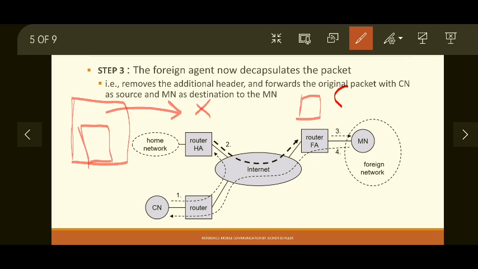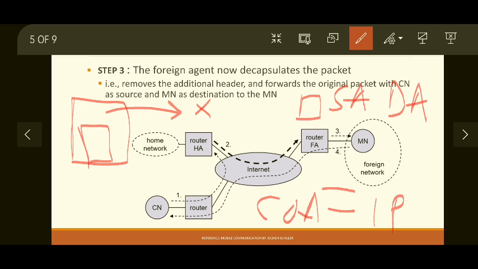Now it again checks the source address and destination address. The destination address is the IP address of the MN, which is occupied by the care of address. It realizes that because the foreign agent has a COA to IP address mapping, whatever care of address was mentioned in the outer header, it maps to the IP address of the mobile node and forwards the packet to the mobile node. That is the third step in the packet delivery.